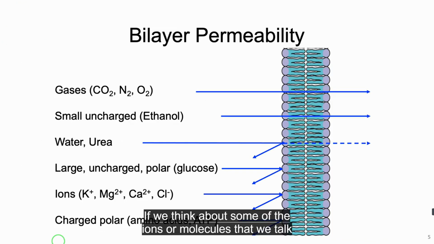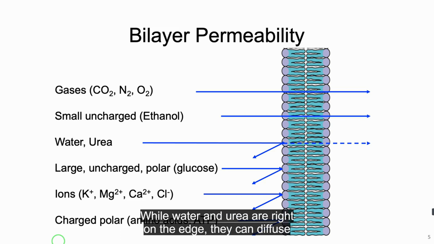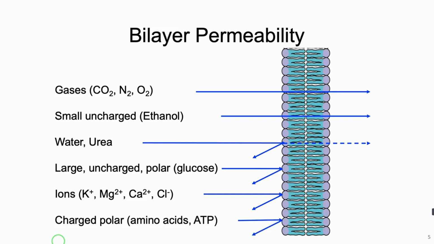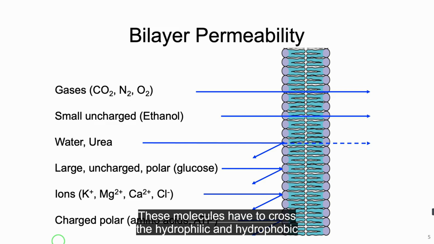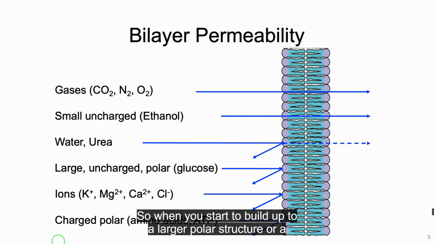If we think about some of the ions or molecules that we talk about in biochemistry, here's an example of things that fly right through, like the gases. While water and urea are right on the edge, they can diffuse across, but not very well. So there are water transporters that can help regulate cell volume. These molecules have to cross the hydrophilic and hydrophobic portions. So when you start to build up to a larger polar structure or a charged ion, they can't get across.